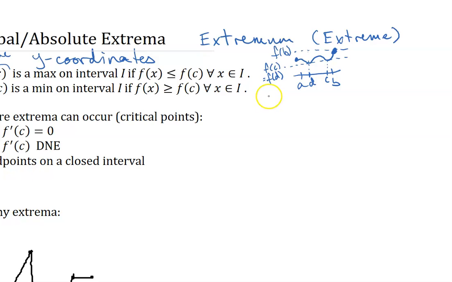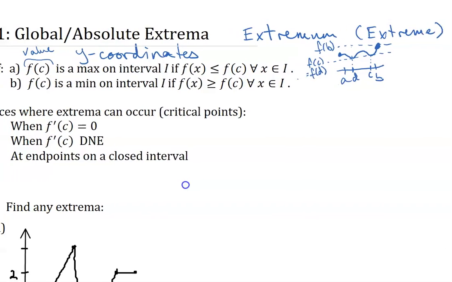Which actually brings up an important point here. The absolute max or min can occur at more than one point if both points have the same height, okay? Because when we're talking about a max or a min, again, we're talking about the value of the function, and a function can still be a function, without failing any vertical line tests or anything, if there are two input values that have the same output, okay?